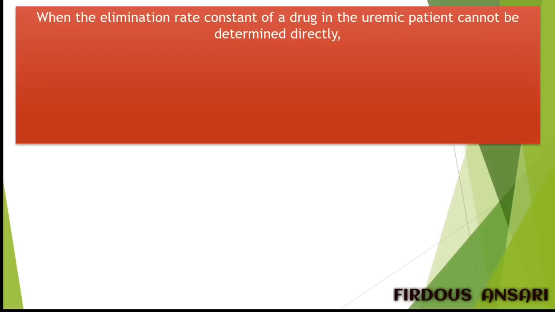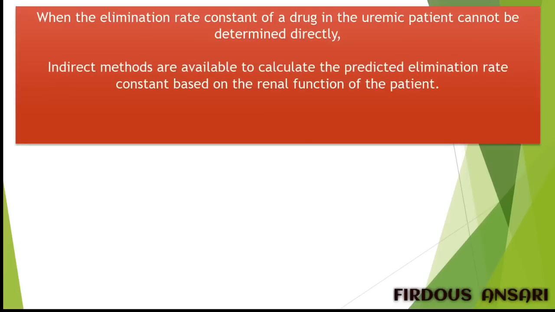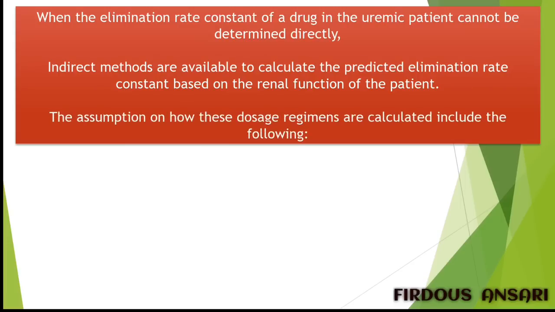But when the elimination rate constant of a drug in a uremic patient cannot be determined directly, indirect methods are available to calculate the predicted elimination rate constant based on the renal function of the patient. So this calculation of elimination rate constant in uremic patients is not that simple. The assumptions on how these dosage regimens are calculated include the following steps.